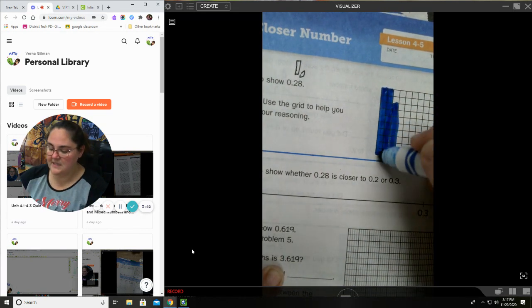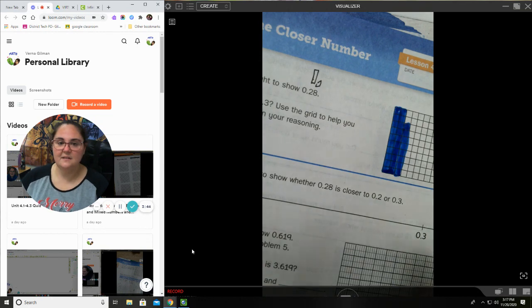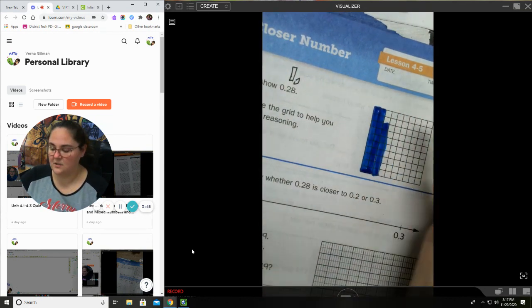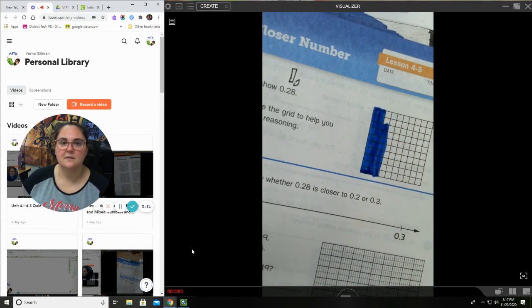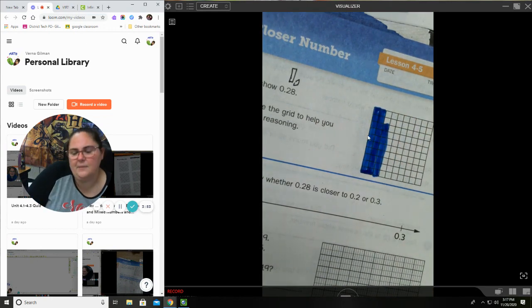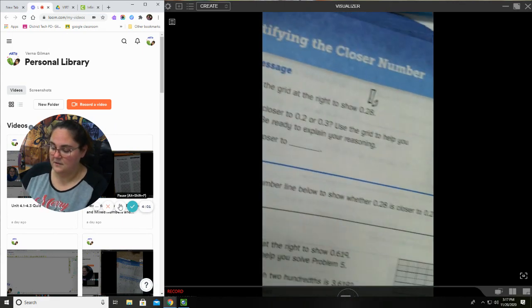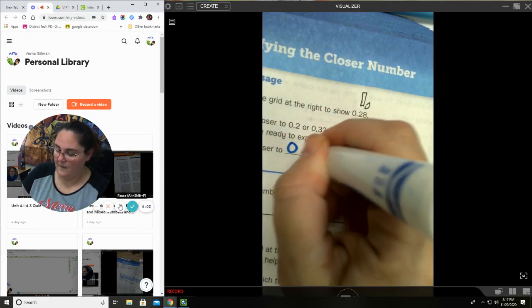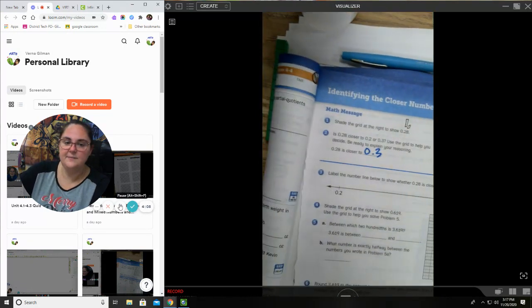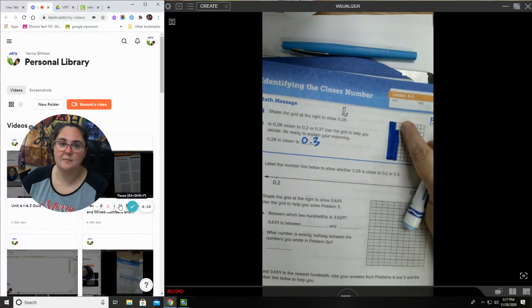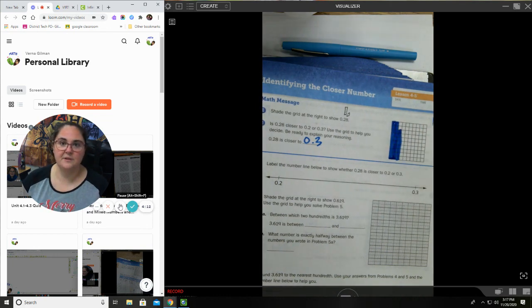So now we need to think, is this closer to 2/10 or is it closer to filling up 3/10? What do you think 28 hundredths is closest to? 28 hundredths is closer to filling up 3/10. The reason why is because if I look at this right here, it is really close to filling up this last column. That's how I know that it's closer to 3/10.